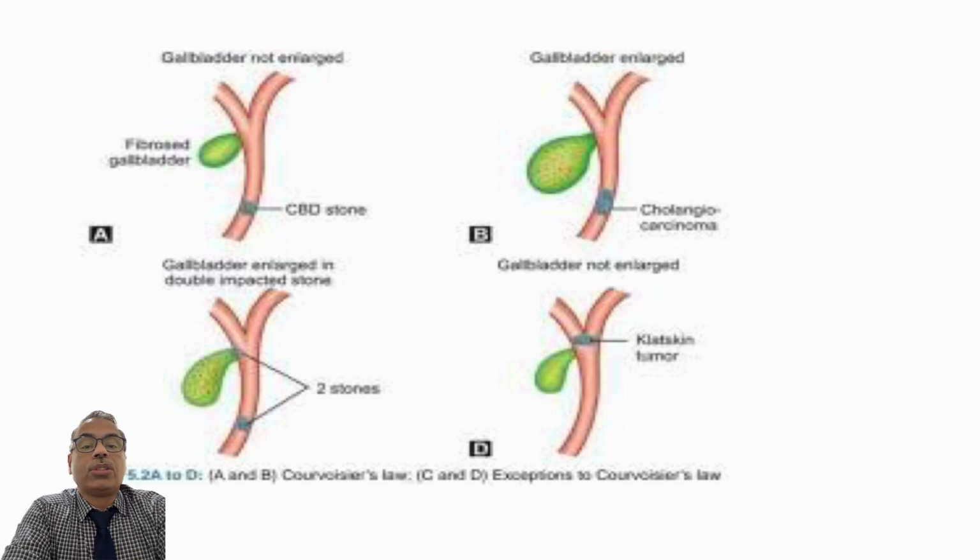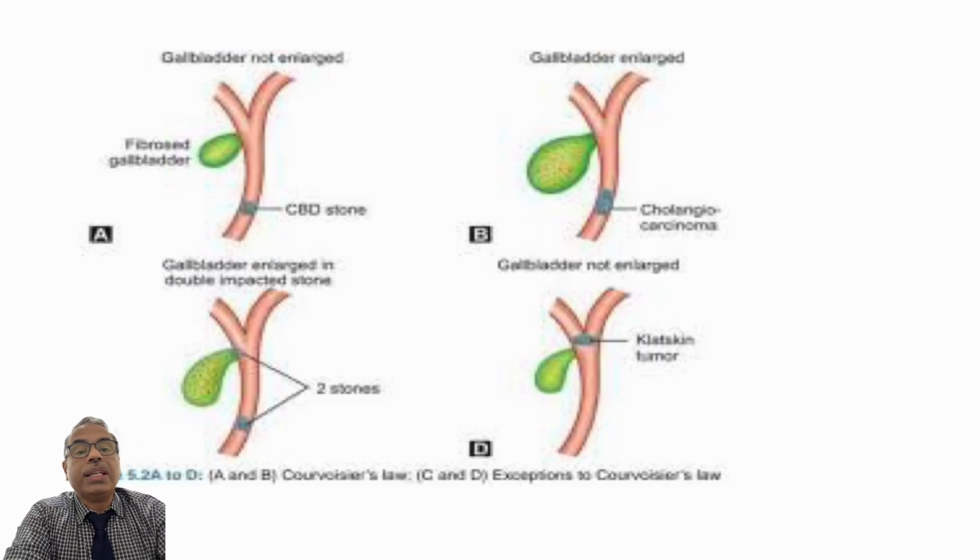Now, what is Courvoisier's law? Courvoisier's law is a very important law which is basically a negative statement, and it always starts with, in a patient of jaundice, a palpable gallbladder is not due to choledocholithiasis or CBD stone or cholelithiasis. So this is Courvoisier's law, which is a negative statement.